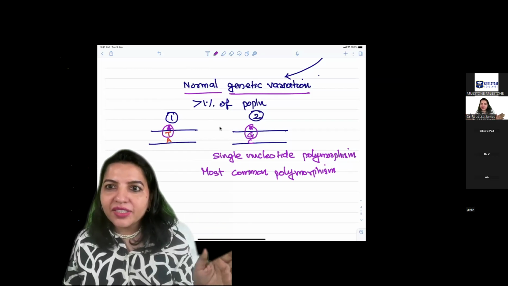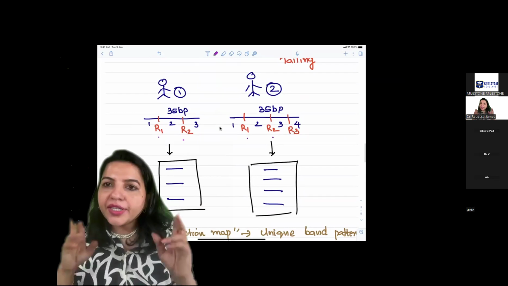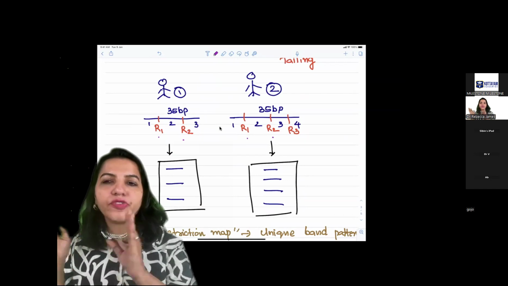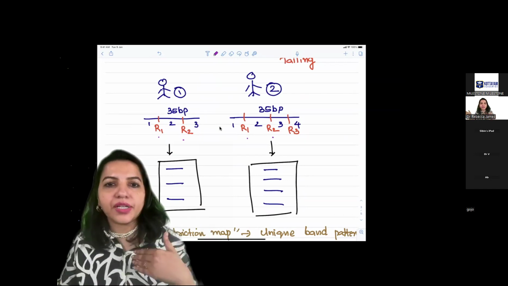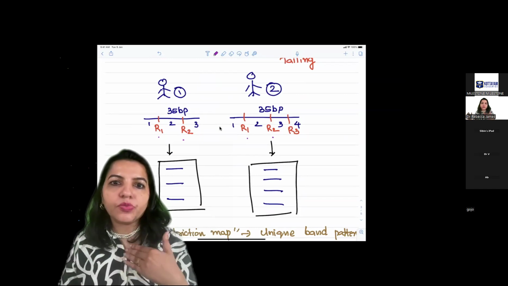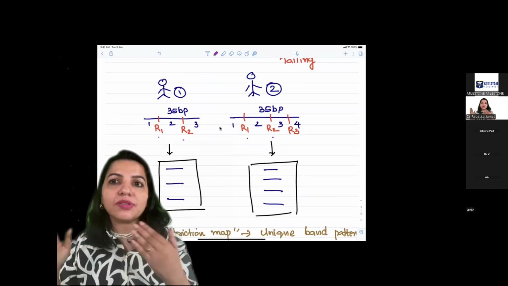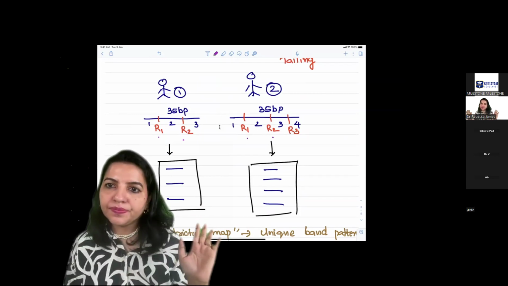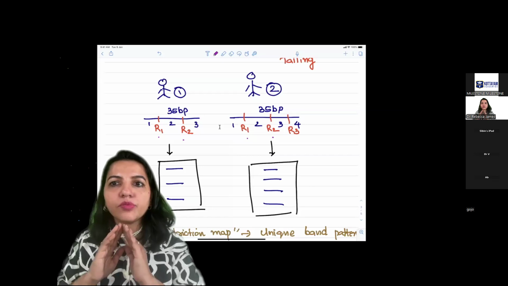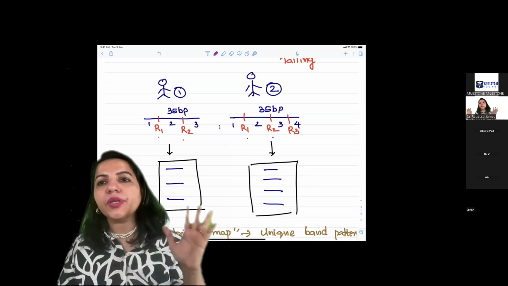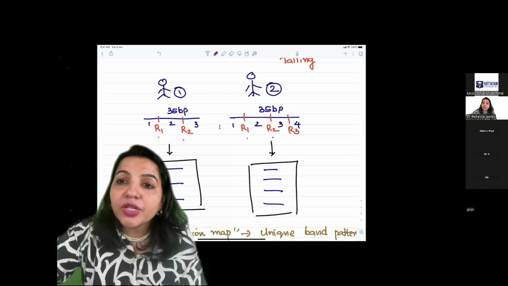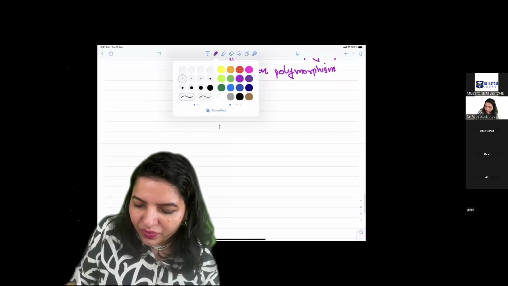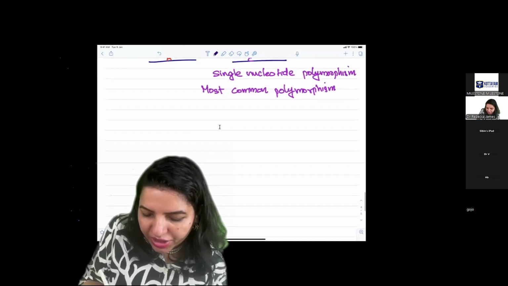Okay. So because of this normal variation, in one place you get two cuts, while in another DNA there are only three cuts, and in another place only one or two cuts, or something like that. So normal genetic variations present in more than 1% of the population are called polymorphism. And the most common polymorphism is single nucleotide polymorphism. Okay. Let me ask a question. Then what is mutation?